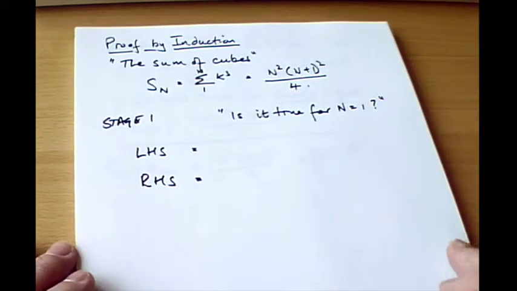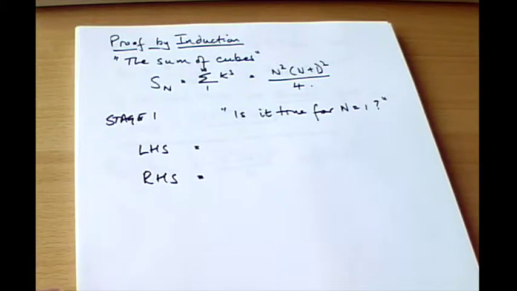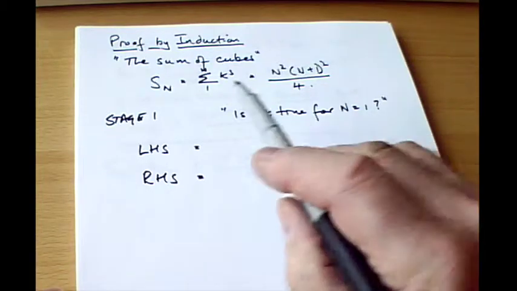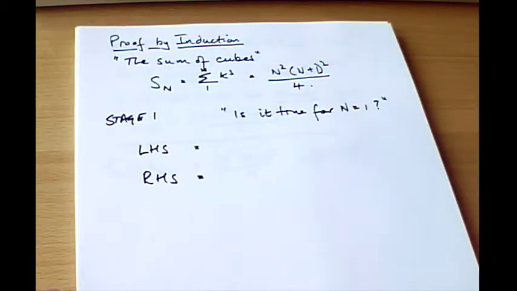This is an example of proof by induction. The formula for the sum of the first n cubes can be found in the information for candidates booklet and is given as n squared times (n plus 1) all squared, all over 4. The first stage of the proof is to check that it works.